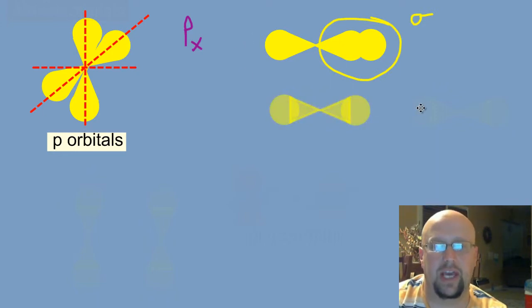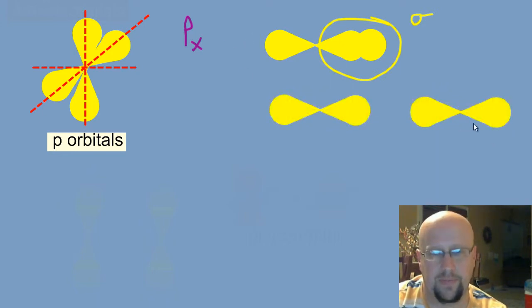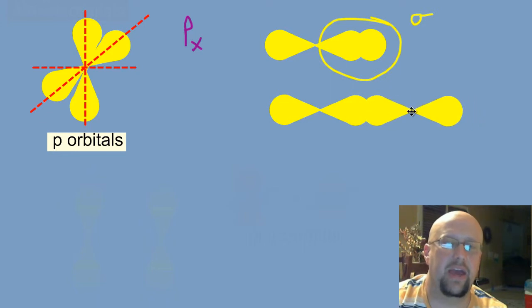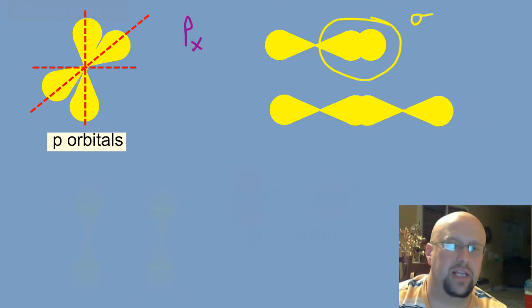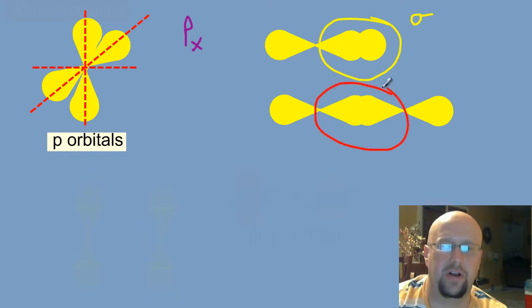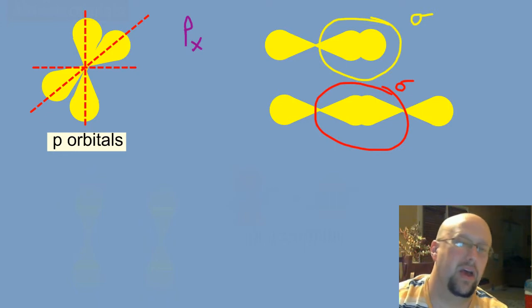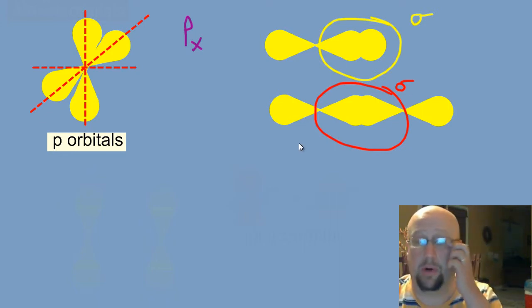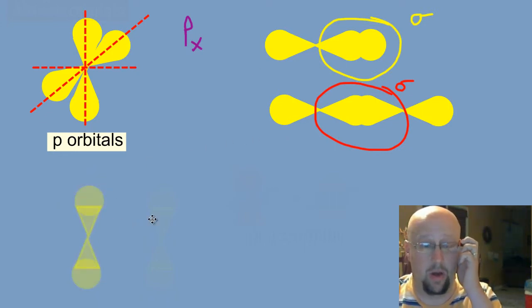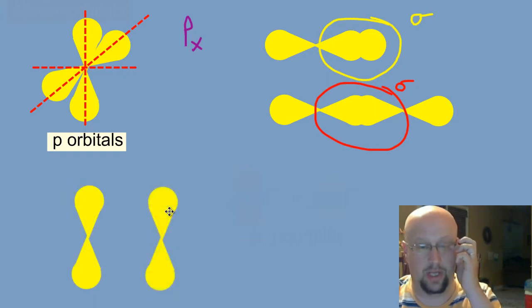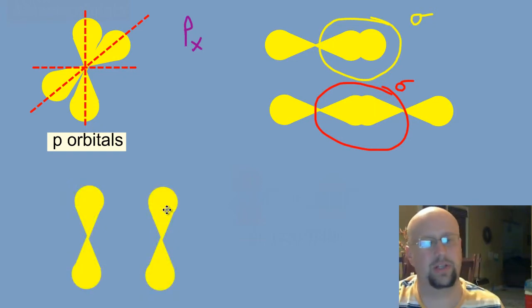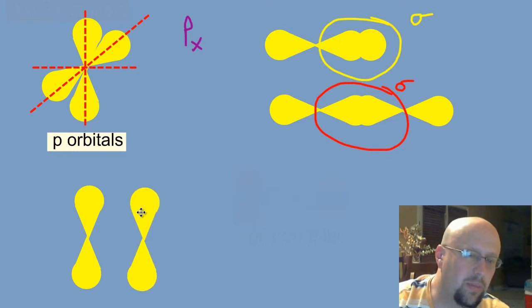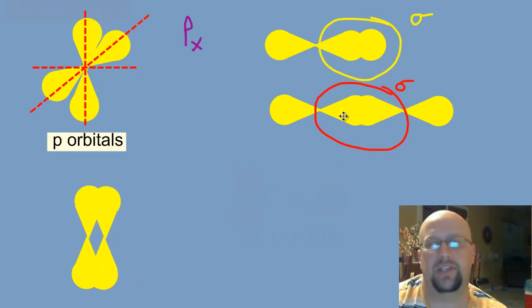We can also have a case where we get 2 p orbitals, okay, and they overlap each other end to end, and that then is going to give us another sigma bond there, another sigma orbital right there. Sigmas aren't the only types of bonds that we can have, though. In fact, what often happens, and we'll talk about these later in the year, particularly when we talk about double and triple bonds, is that what if those 2 p orbitals overlap side to side instead of end to end?